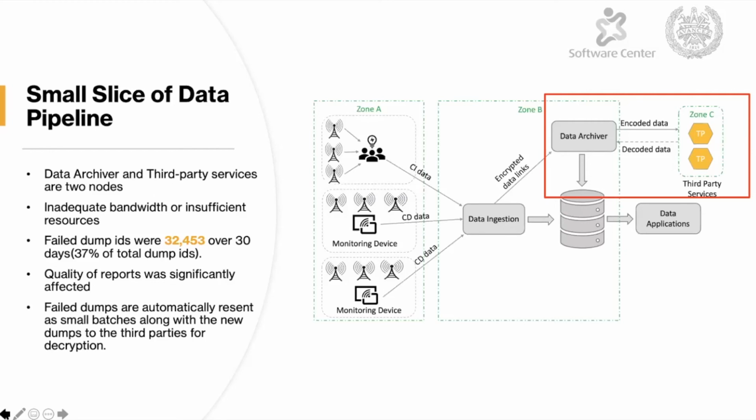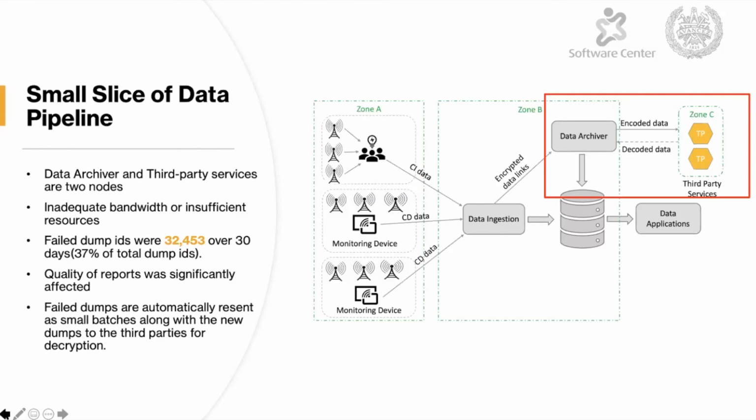And they will do this decryption and send back this decrypted link to the data archiver, and the data archiver stores this in a central data repository, from where different data applications can access data and create reports or whatever they want to do with it. So, due to inadequate bandwidth or insufficient resources, these third-party services sometimes fail to decrypt the data links that are sent to them.